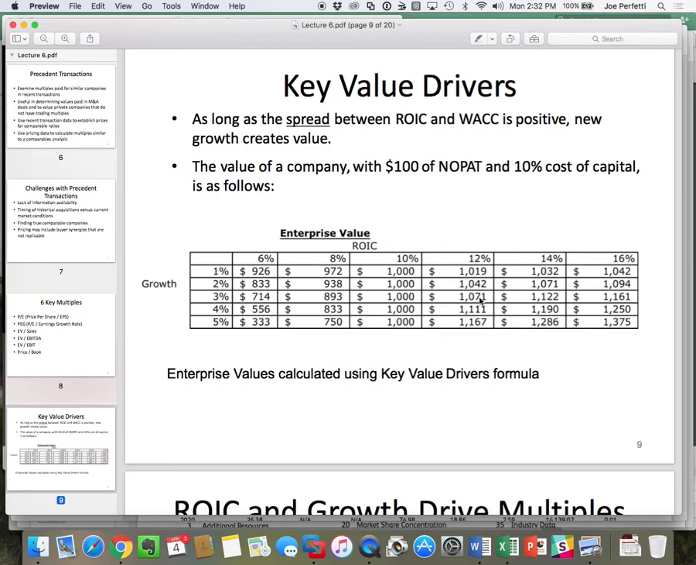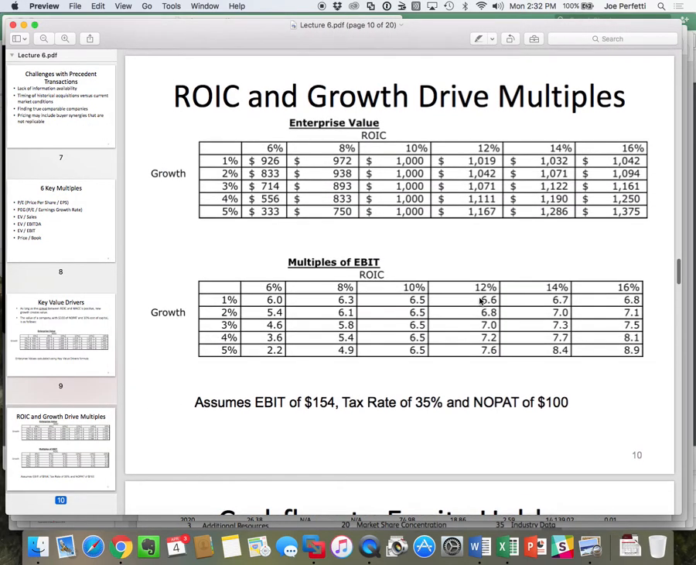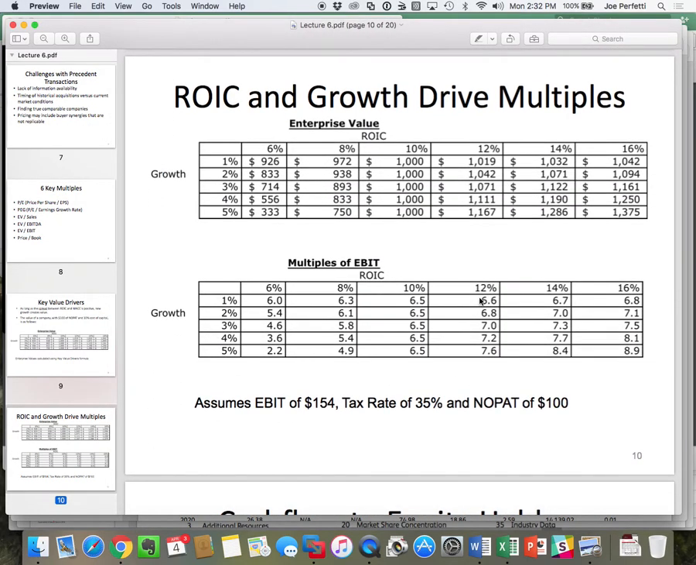Okay, then on the next slide, enterprise value to EBIT. Okay, so here's the point. Let's assume a tax rate of 35% for simplicity. If I have 100 of NOPLAT, then I'll have 154 of EBIT, because EBIT times 1 minus the tax rate equals NOPLAT. Therefore, NOPLAT divided by 1 minus the tax rate would give us what the EBIT had to be. So I'm just solving for the EBIT of 154. Okay? So here's enterprise value to EBIT.